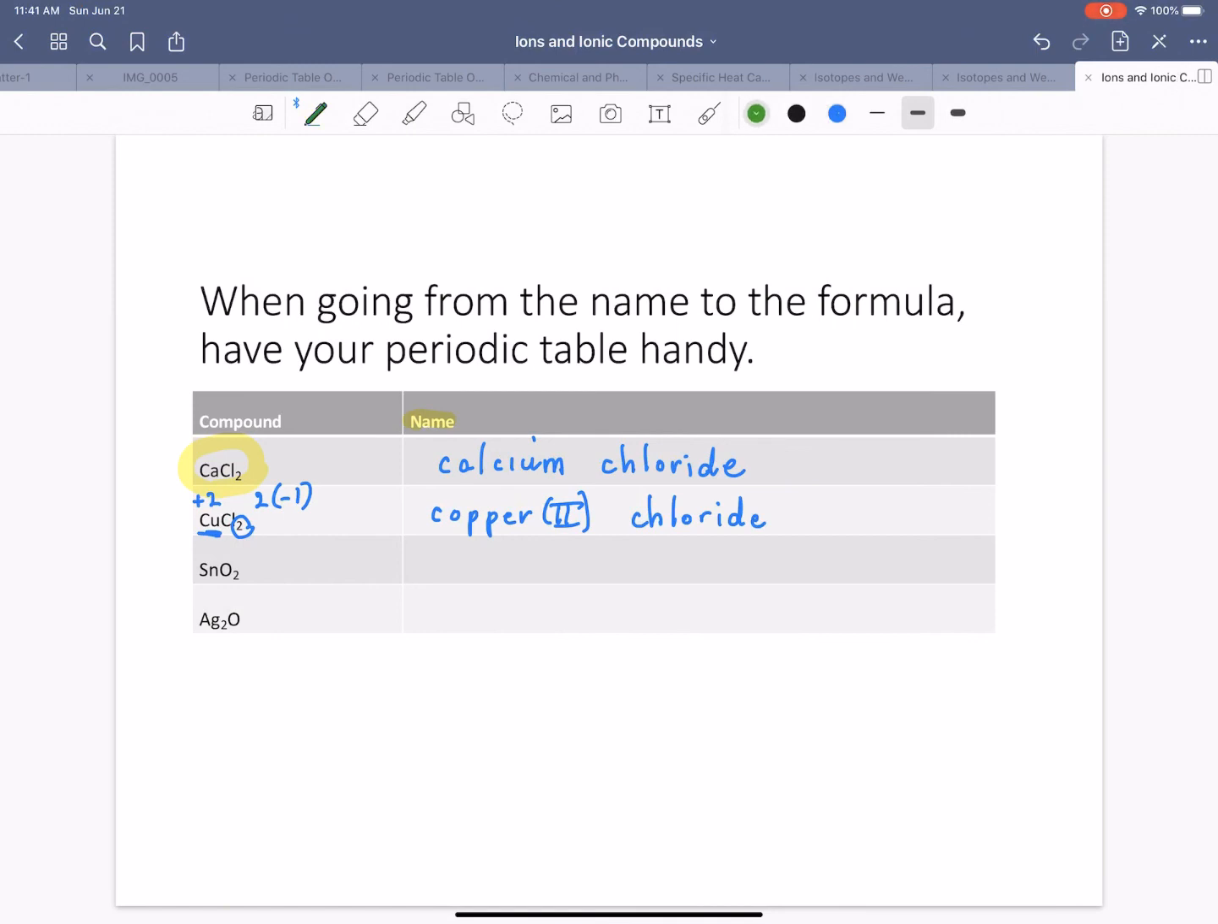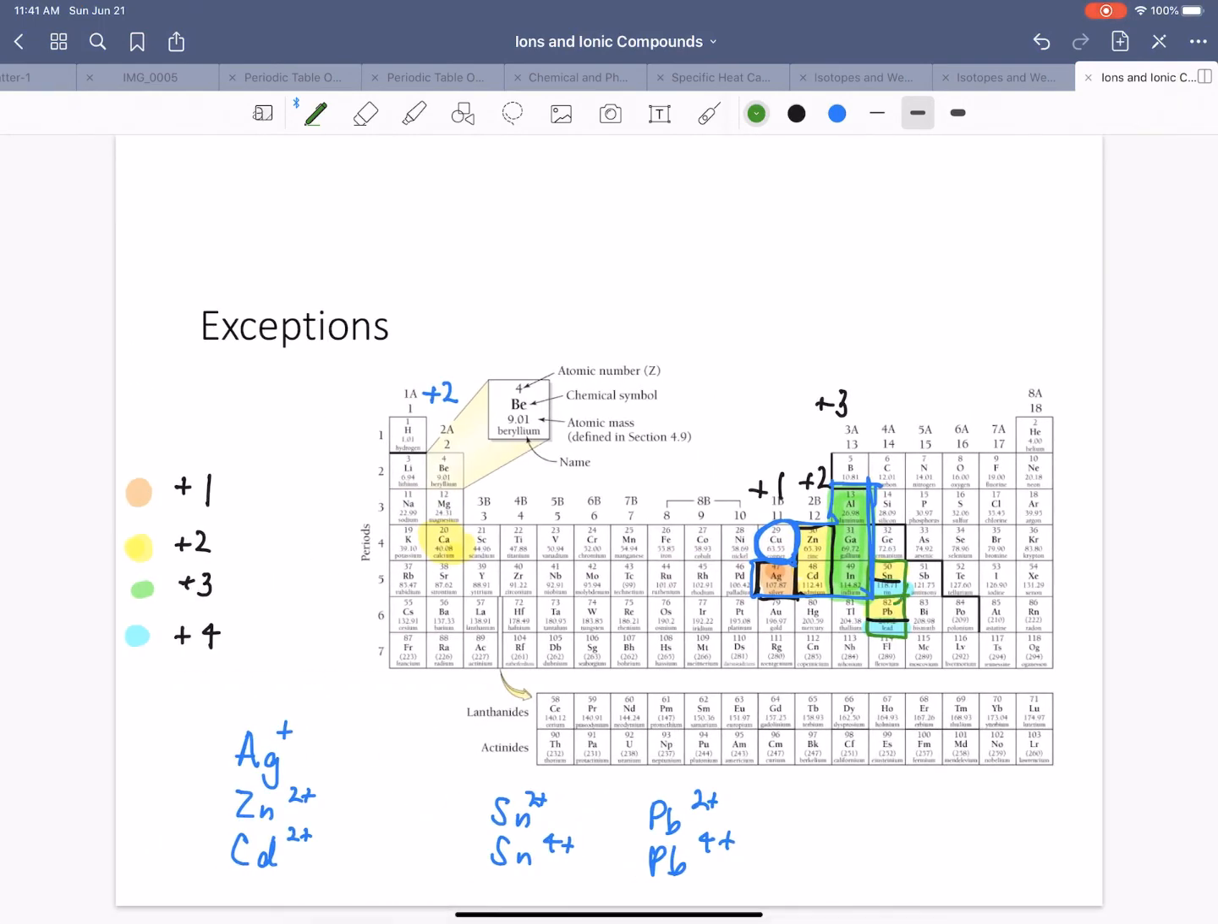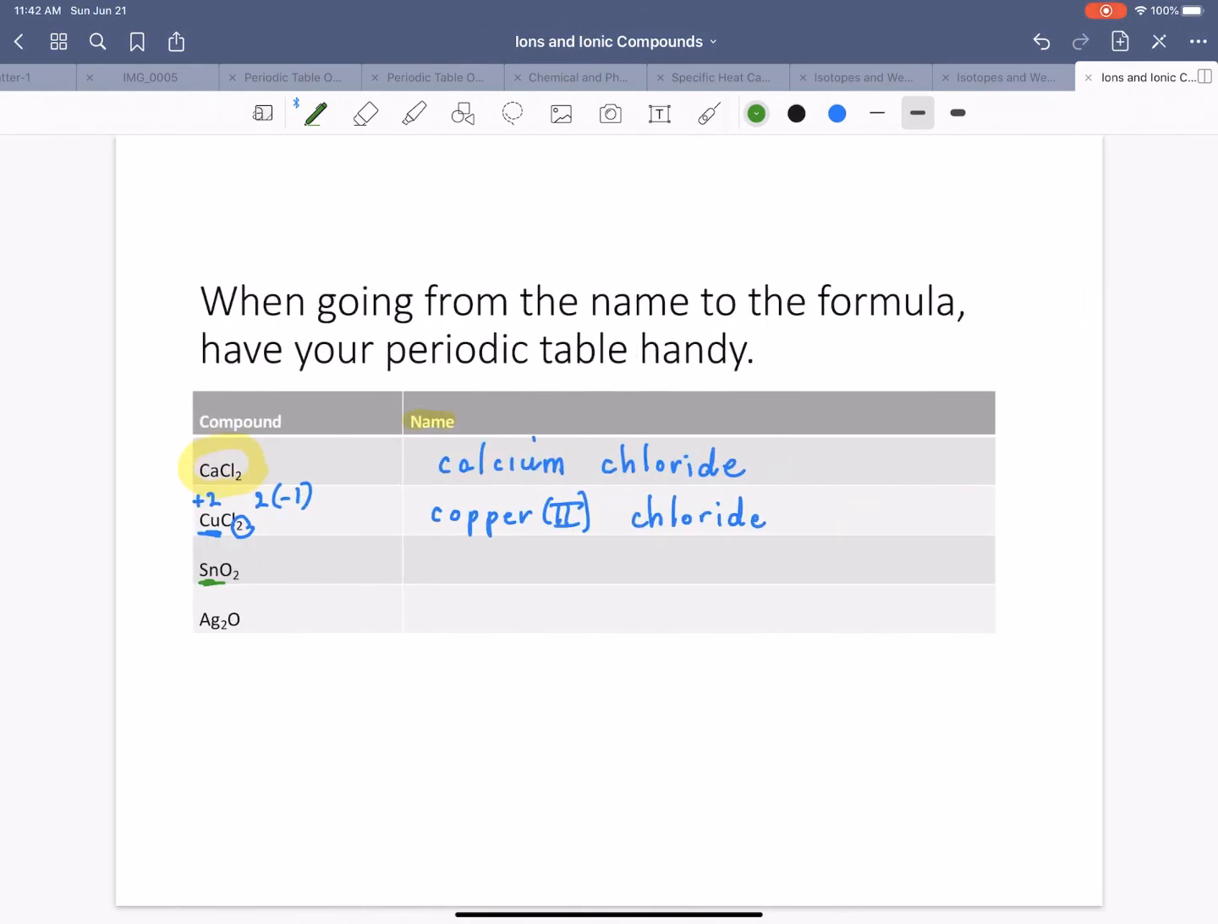Okay, now we have tin. It would be tempting to say, oh, tin has choices. The choices are 2 and 4. It would be tempting to call that tin 2, but it's not tin 2. And the reason is oxide is in group 6. And if we have 2 oxides, that means we have a -4 charge. So the tin, to balance it, would need to be +4.